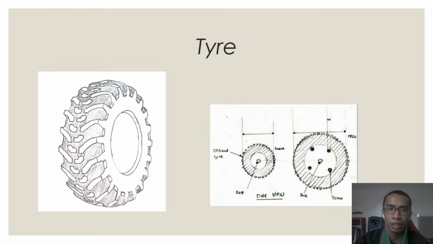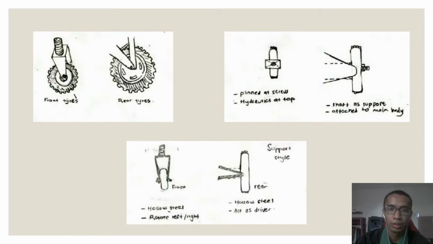Next, another part of the lawnmower is the tire. The type of tire used for the lawnmower is the off-road tire. The front tire's diameter is 70 mm, while the rear tire's diameter is 150 mm. This type of tire is used because it can withstand the weight of the blade shield, motor and the battery.